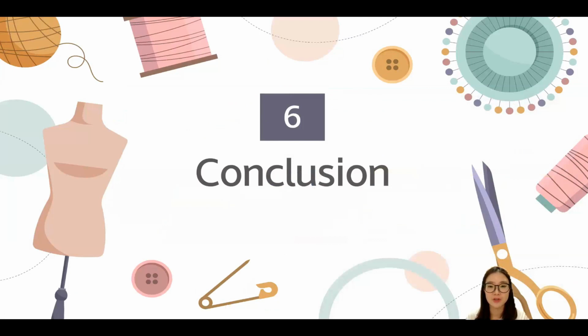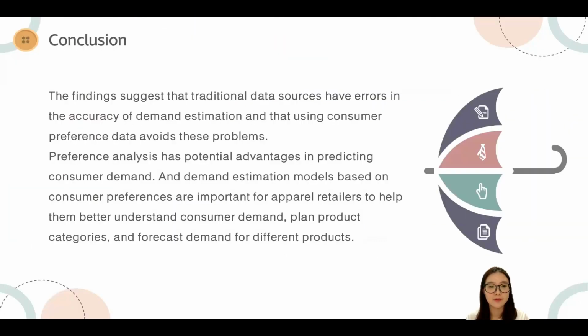Let me state the conclusion of this study. The findings suggest that traditional data sources have errors in the accuracy of demand estimation, and that using consumer preference data avoids these problems. Preference analysis has potential advantages in predicting consumer demand, and demand estimation models based on consumer preferences are important for apparel retailers to help them better understand consumer demand, plan product categories, and forecast demand for different products.